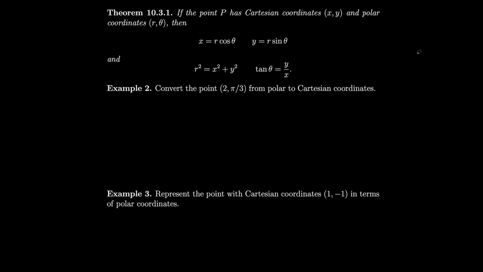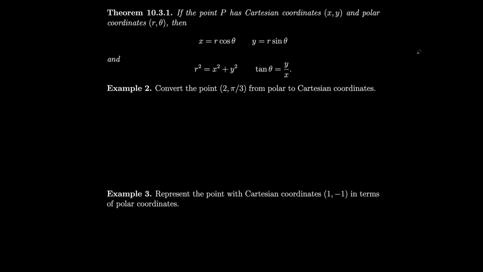Remember that x and y are r cosine theta and r sine theta for a circle of radius r. We also have, by the Pythagorean theorem, that r squared is x squared plus y squared. And then the tangent of theta is just y divided by x. If you draw a triangle inside of the circle, it's the opposite over adjacent. So using all of those properties of circles, we can convert back and forth from polar to Cartesian coordinates.